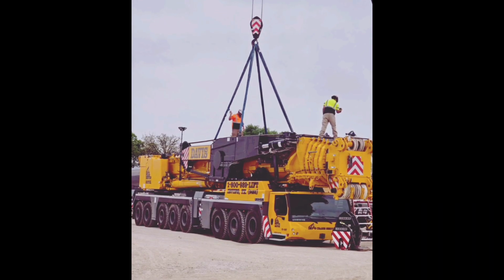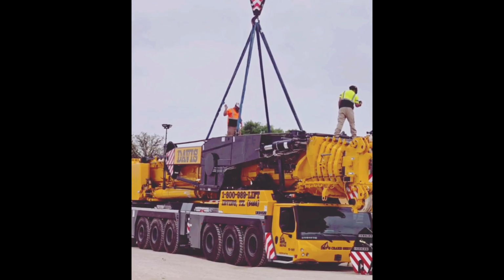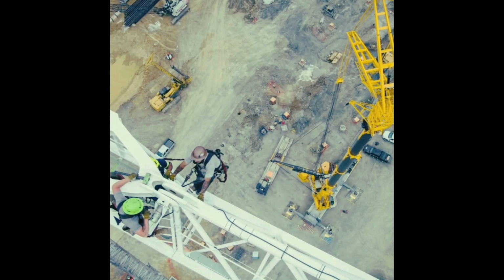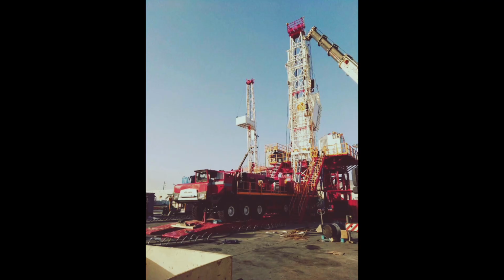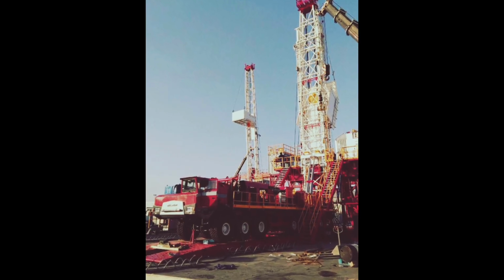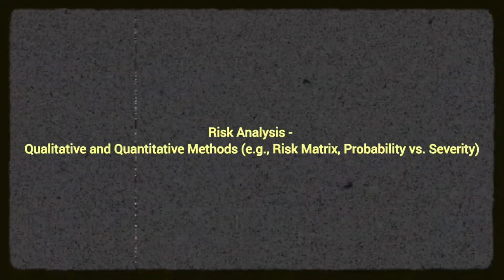So once they've identified the hazards, then what? Then they move on to risk analysis. Okay, so what happens in that stage? So this is where they figure out how bad the consequences could be if a hazard actually caused an accident. Right. And they also try to figure out how likely it is that the hazard will actually lead to an accident. Okay. There are two main approaches to this: qualitative and quantitative.